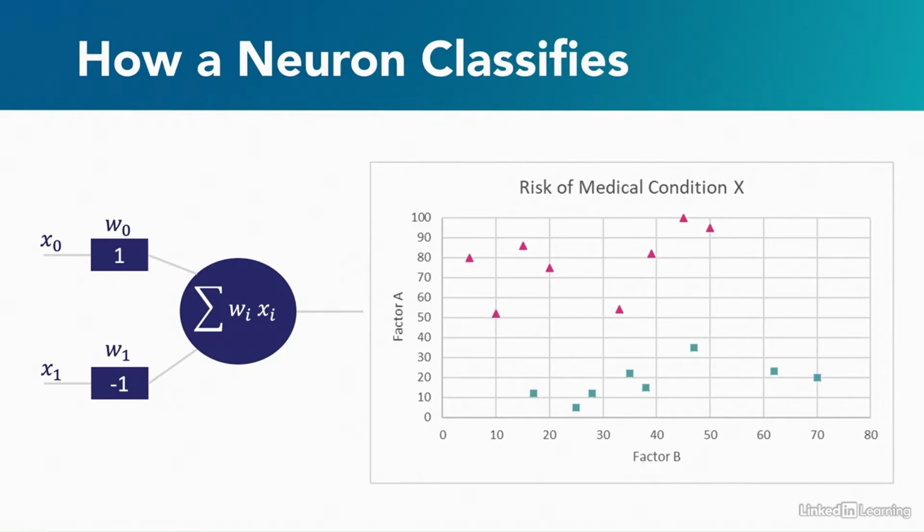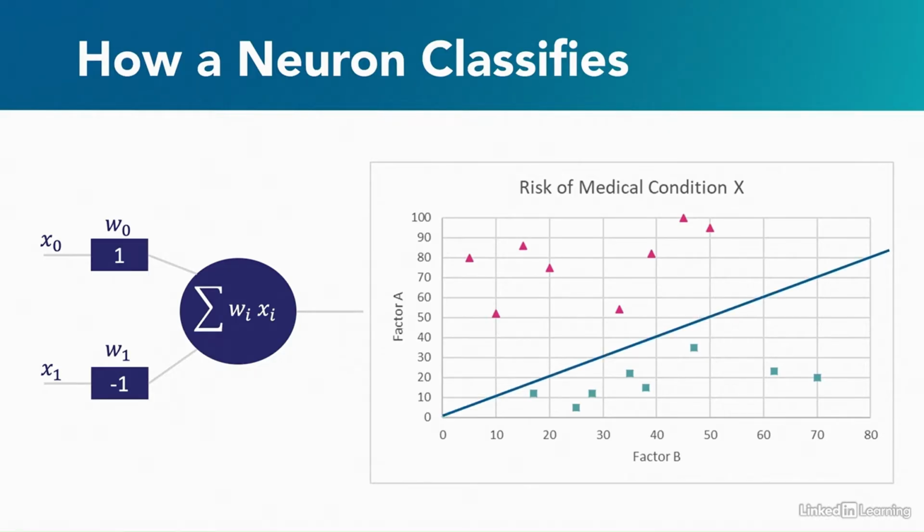Now let's suppose we want to predict if a person is at risk of getting that medical condition X based on factors A and B alone. We could feed A through x0 and B through x1 into our neuron, and it will give us some useful information. Notice that the weights I assigned to the inputs are 1 and -1. This means that the boundary that divides positive and negative output results would be this line.